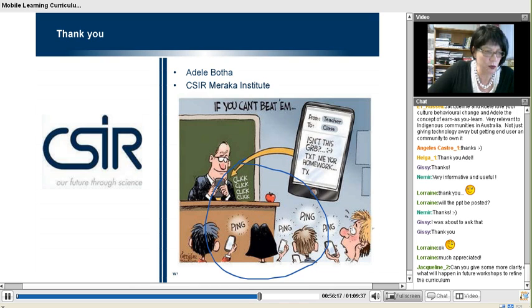Can you give some more clarity on what will happen in the future work times to refine the curriculum? Yes, I think basically what would happen with the refining of the curriculum is that when you build a university curriculum on something like this, it does need to have some accreditation. It needs to have gone through a rather rigorous process. So it will, in a way, be a localized instance of the curriculum framework.